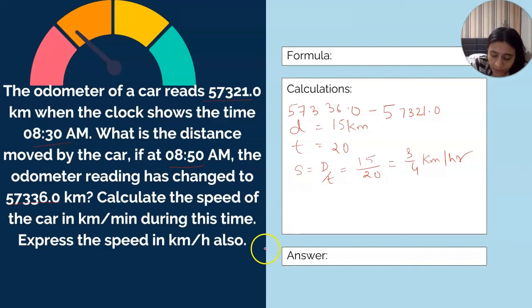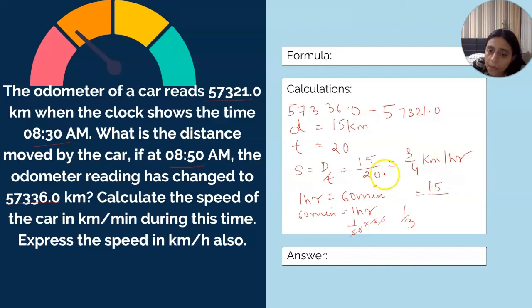So what you will do here, 1 hour is 60 minutes, like this. All right. So 1 upon 60 into 20, you will get how much? 1 upon 3, right? So here you're going to do 15 upon, in this space of 20 you're going to write 1 upon 3. So you will get 15 multiplied by 3, which is going to be your 45 kilometers per hour.